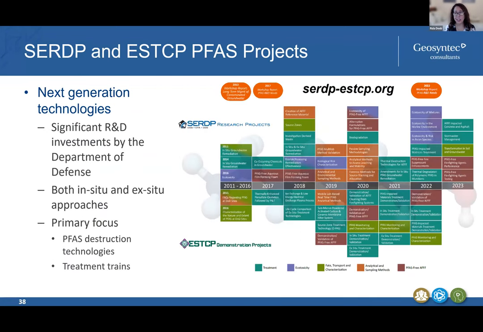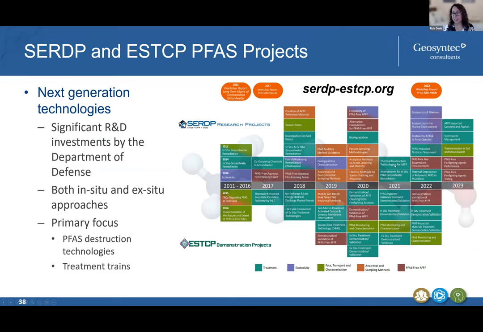Now, these are not the only technologies that are being funded and developed for PFAS destruction. The Department of Defense, through its research arms, CERDF and ESCCP, is funding a lot of work. I would direct you to go to CERDF-ESCCP.org. You'll see this sort of interactive map of all the statements of need that have been funded between 2011 and 2023.